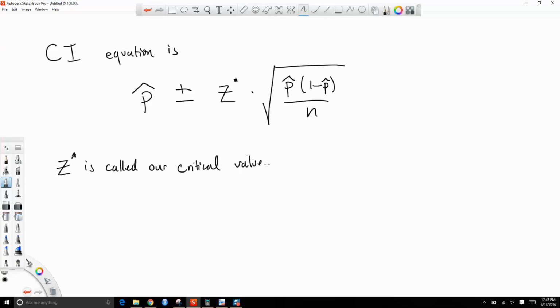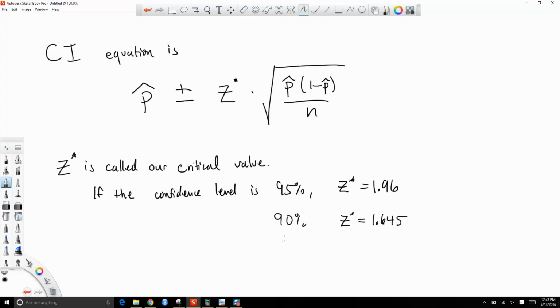If the confidence level is 95%, then Z star is 1.96. But sometimes you want different confidence levels. If you're okay with lower confidence, you'll use a smaller Z star, 1.645. Or if you want 80%, you would use Z star equal to 1.28. If on the other hand you want extra confidence, 99%, you would use Z star equal to 2.576, or we'll just round up to 2.58, and that's fine.